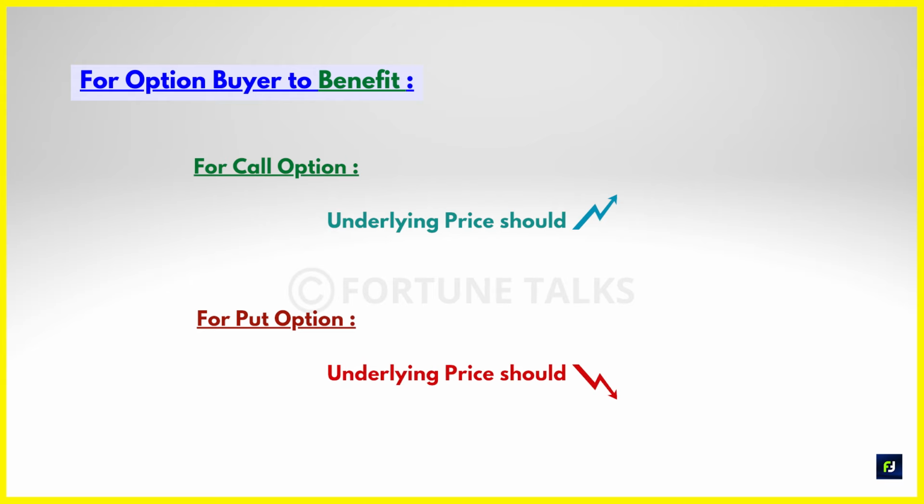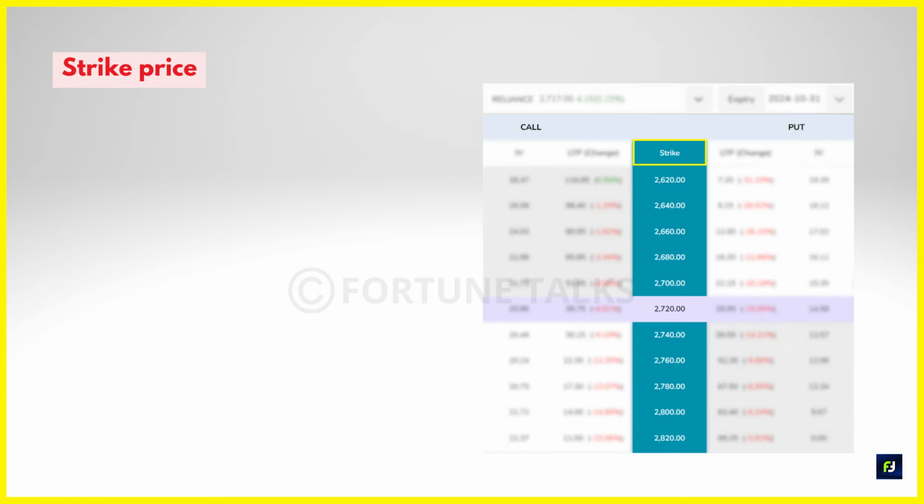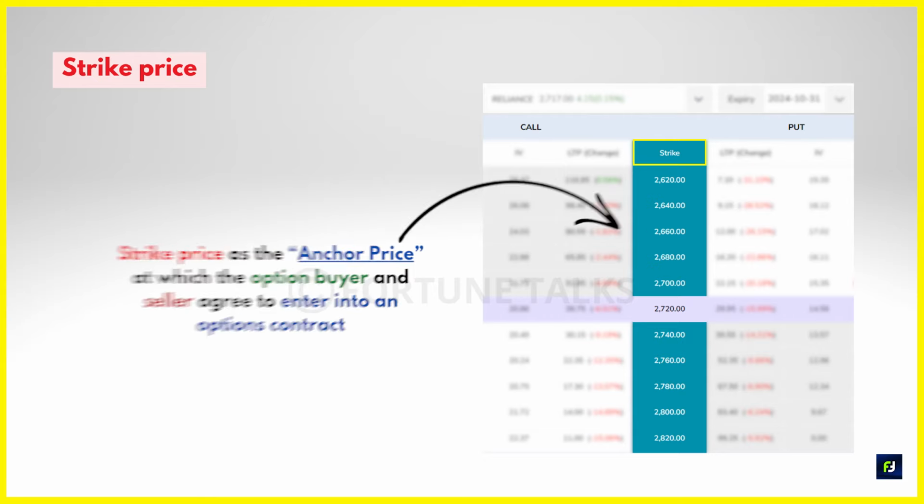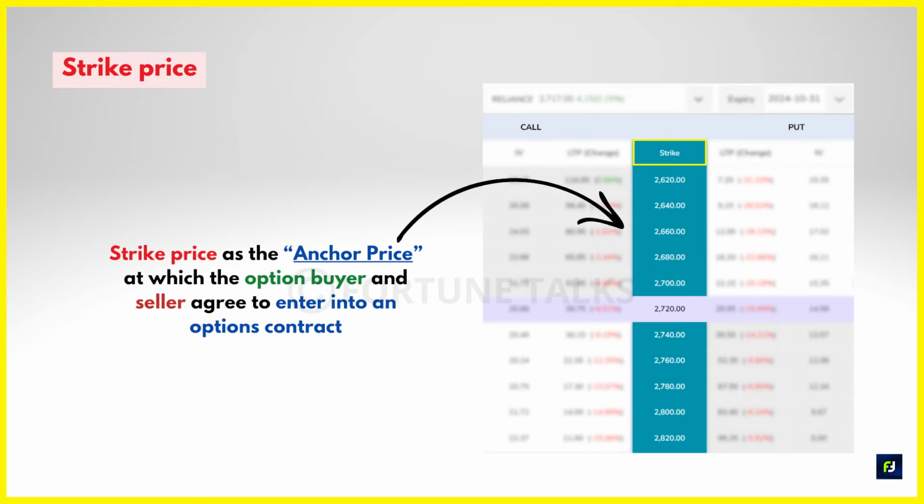While for a put option, the underlying price has to decrease for a buyer of the put option to benefit. Now, let us understand the concept of strike price. So, consider strike price as an anchor price at which the option buyer and seller agree to enter into an options contract. Let us understand this using an example.